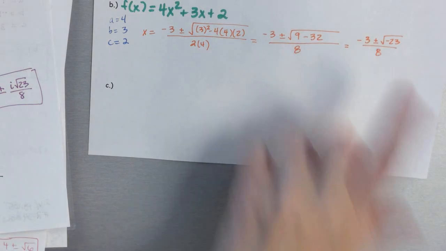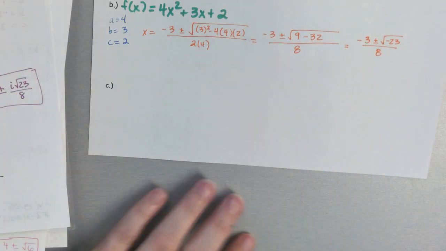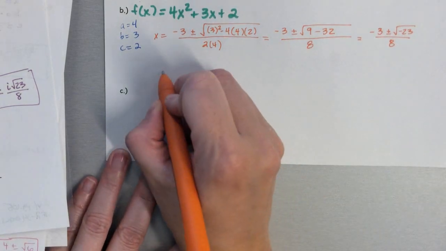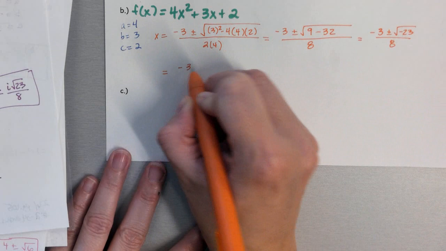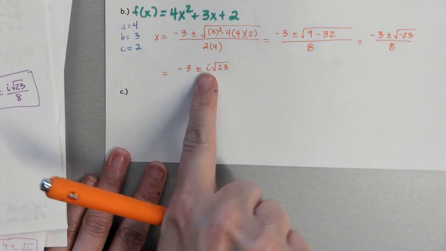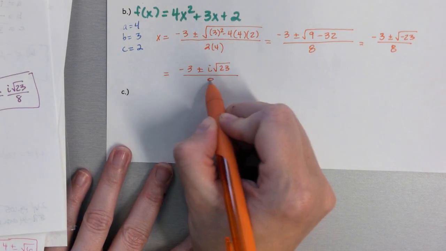Now you have that negative underneath, right? So Gwen, what do we do when we have a negative underneath the square root? What has to come out? Yeah, now we're going to use our i. So this should be negative 3 plus or minus i root 23, because this is like the square root of negative 1, divided by 8.